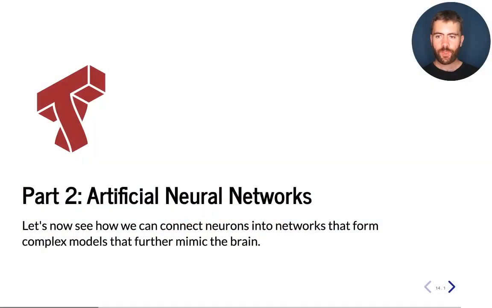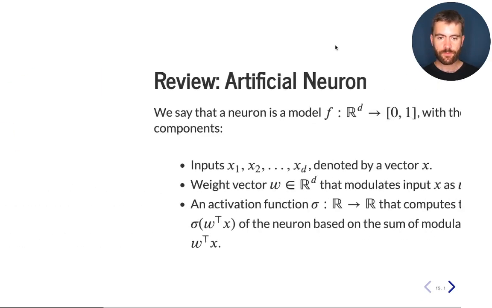This is now part 2 of lecture 14 of Applied Machine Learning, and in this video I will talk about artificial neural networks. In the previous video we defined a model for a single artificial neuron, and now we are going to see how to combine these neurons into a more complex model called artificial neural networks.